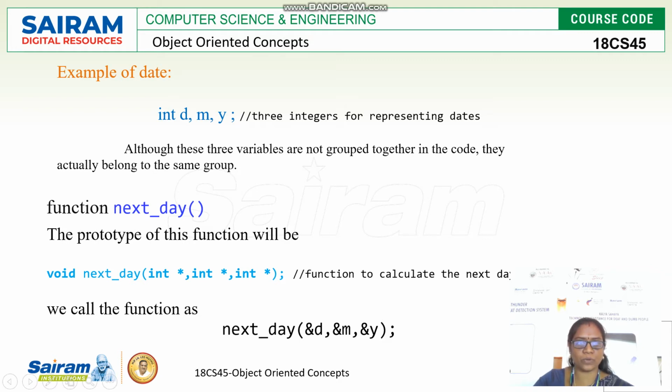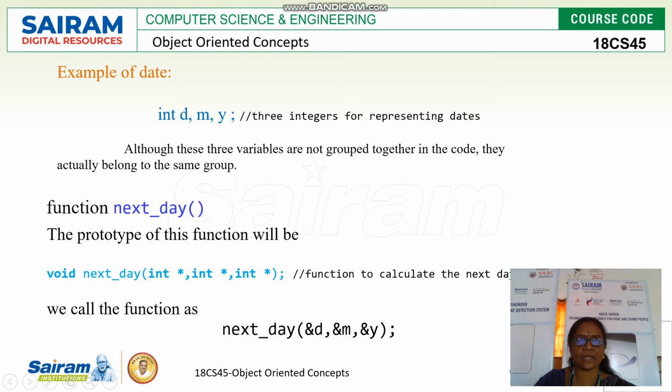Say for example, next day is one of the function concepts. To process the next day function without the help of structure, initially we will declare the individual variables for describing one date, d, m, y. These will be declared as integers. Int d, m, y are the three integers for representing dates.